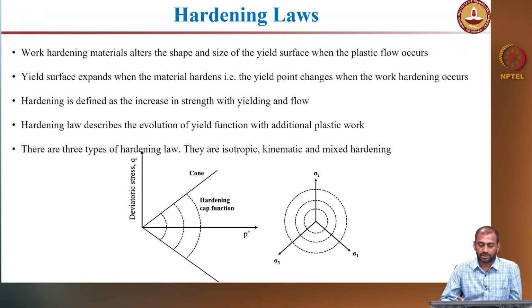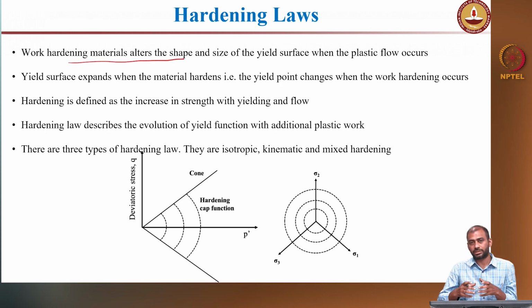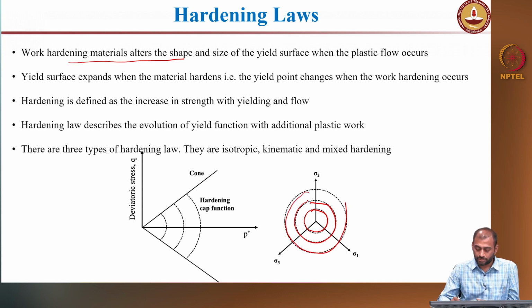The next important tenet is the hardening law. When there is a work hardening material, the size of the yield locus expands as you start shearing, so the material gains strength. If this is your initial failure locus, the failure locus keeps on expanding. You can have a separate hardening equation, or you can have a yield equation which takes into account the effect of hardening. Hardening is defined as an increase in strength after yielding, or when there is a flow that is happening.